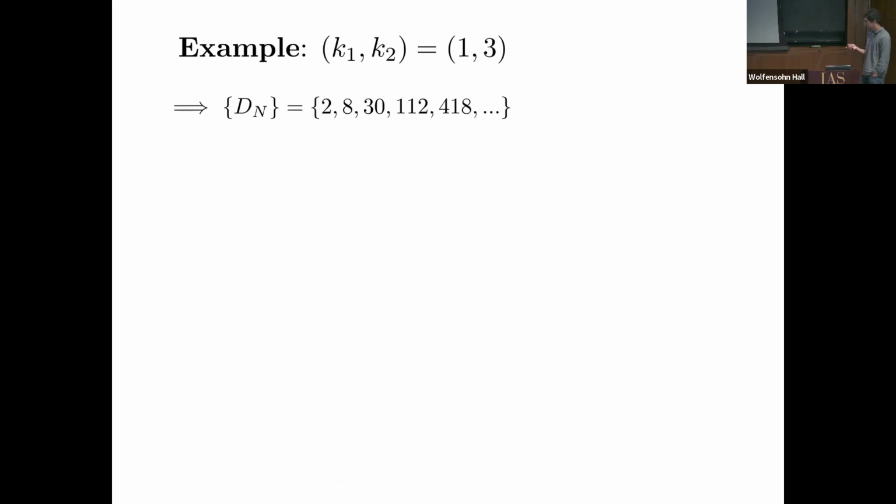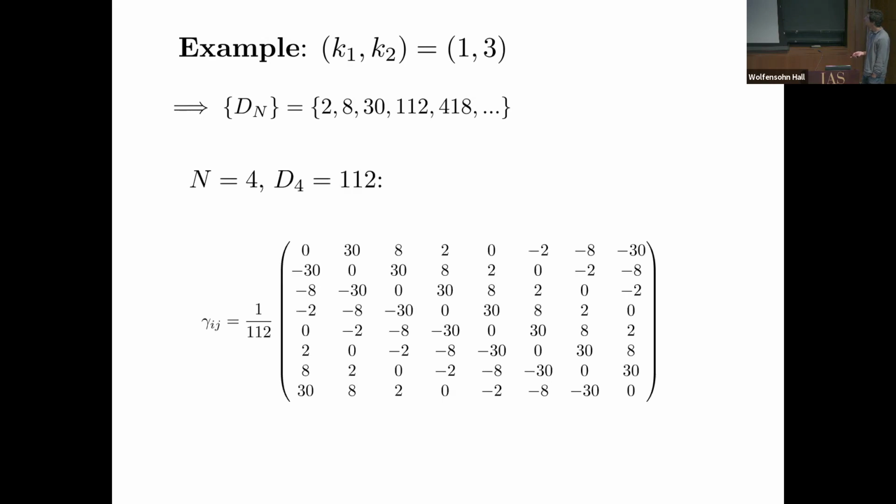Let me give you one example just to make it more concrete. This is the two-thirds case, the 1-3 theory. What do these dimensions look like? This is the degeneracy for n equals 1, n equals 2, n equals 3, n equals 4, some sequence like this. And then what does this gamma matrix look like? Here's the case of 8 impurities, n is 4. We have a Hilbert space which is 112 dimensional. And then I have to tell you how all the different UIs commute or don't. That's determined by an 8x8 matrix, which I've shown here.